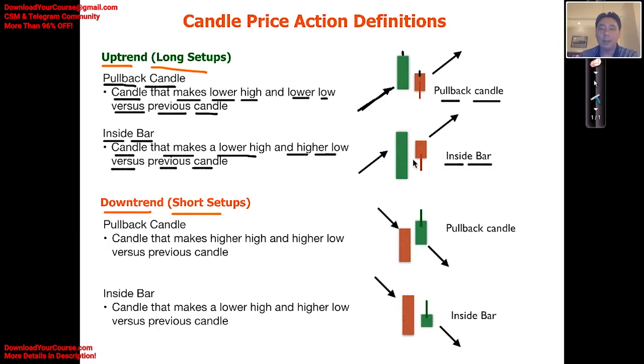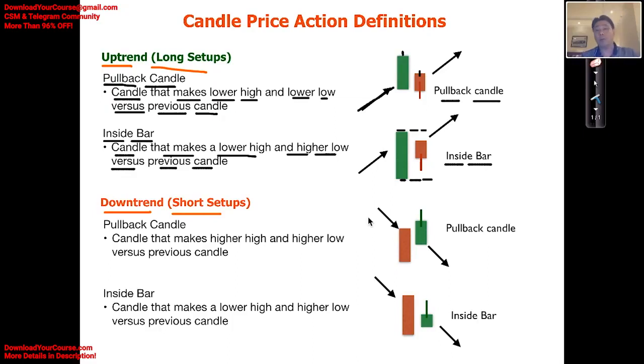So why is this called an inside bar? Because it makes a lower high, but a higher low. So think of it as this is like the mother candle. The green is the mother candle, and this candle is the baby candle. So the baby candle, the entire range of the candle is within the range of the mother candle. So it's like a little baby. So it's inside the mother. So it's called an inside bar, okay? Great. So that's for uptrends.